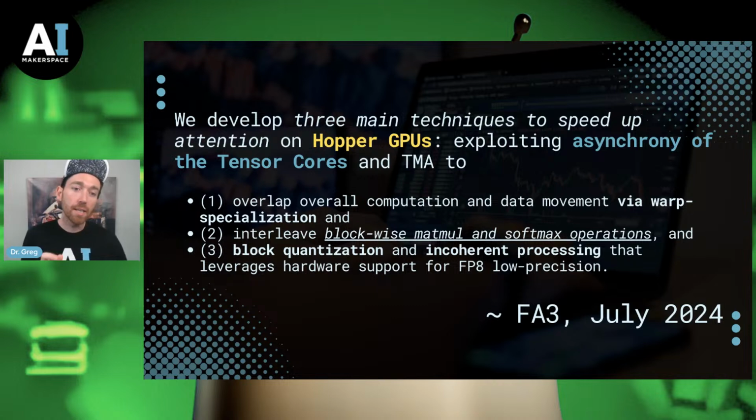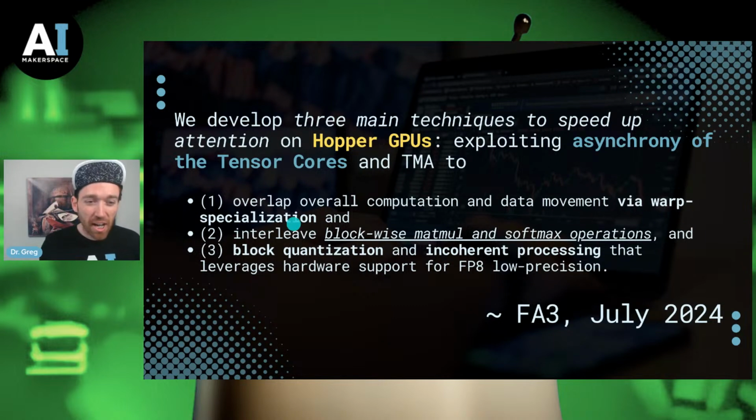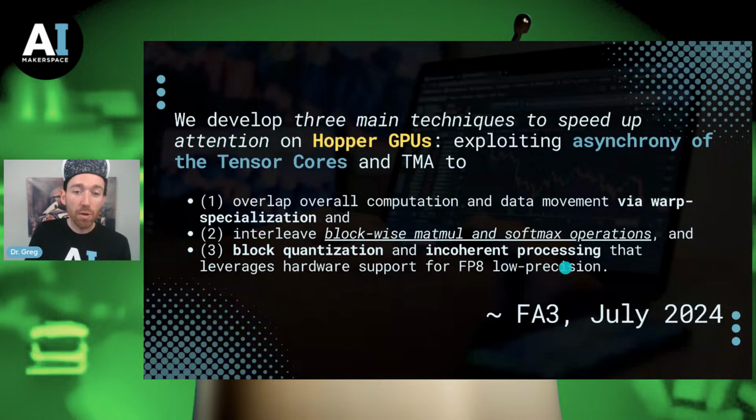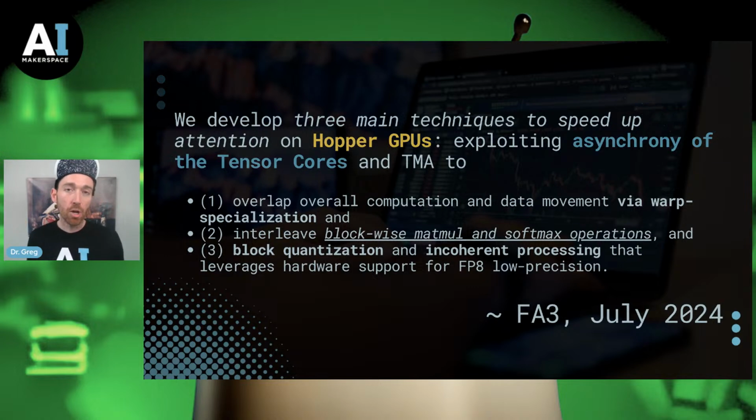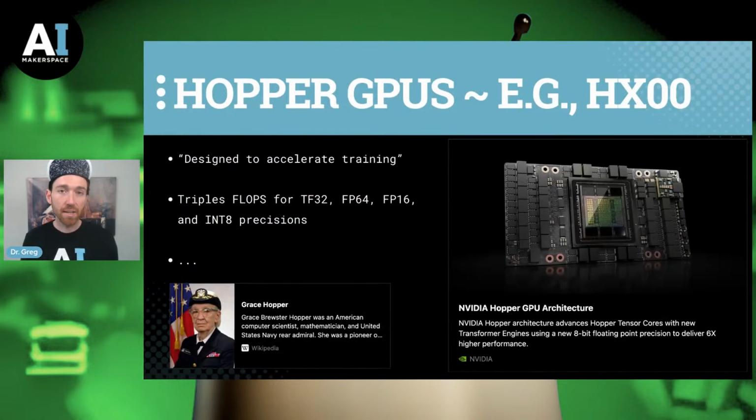We actually need to not just do all the stuff that we had to do before, but now we also need to exploit the asynchrony of tensor cores. We need to warp specialize. We need to interleave blockwise matrix multiplication and softmax. We need to leverage block quantization and incoherent processing. In this FP8 low precision, we're getting deeper and deeper and deeper. We're zooming in when we get into hardware-specific things.